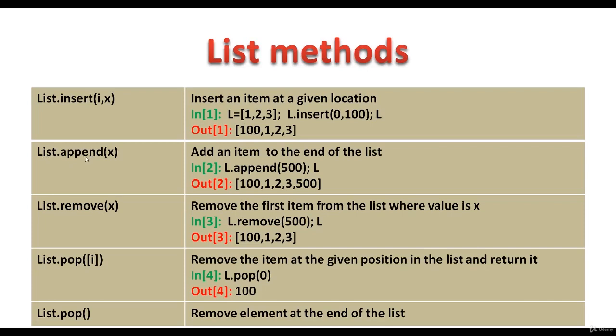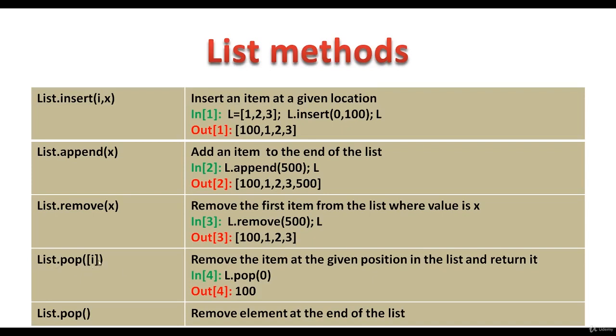Then list append x, it adds an item to the end of the list. Here with the same list, if we give the command L append 500, 500 is added at the end of the list. List remove x, it removes the first item from the list where the value is x. So if we apply this in the earlier list, the output is 500 is removed.